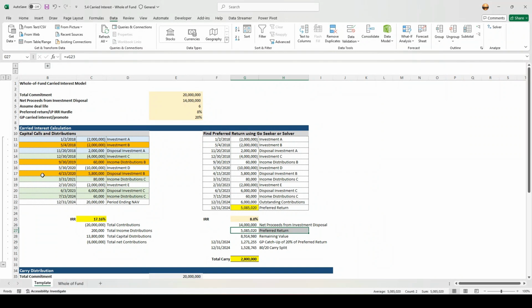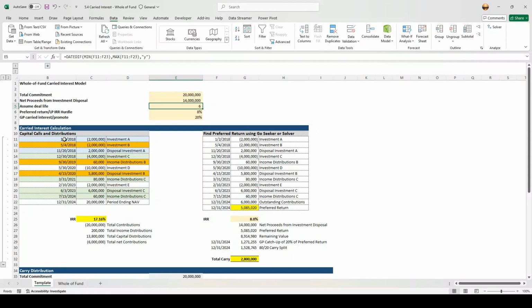Now let's walk through the details of a whole of fund carried interest model. In this model, we're not going to use $100, $200 in our assumptions anymore. Instead, we're going to use the millions. So we set total commitment 20 million, and we set the net proceeds 14 million. Set the assumed deal life 6, and then we still use the standard percent preferred return and 20% GP carried interest.